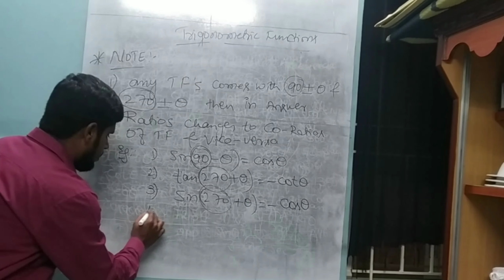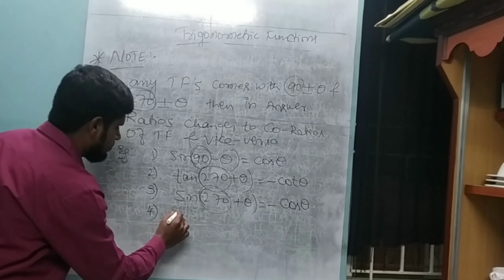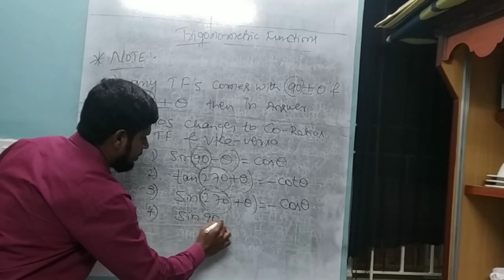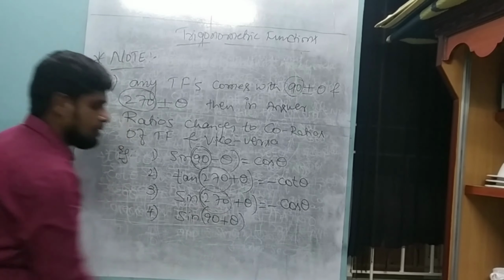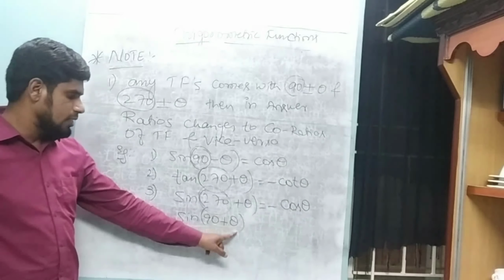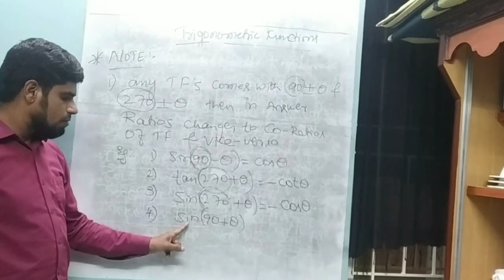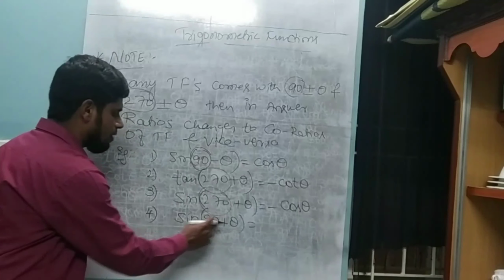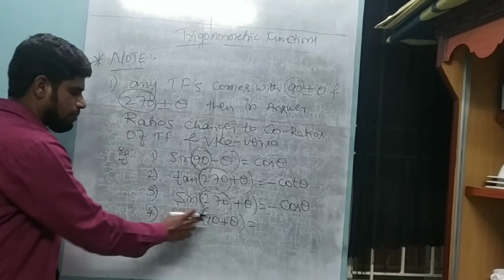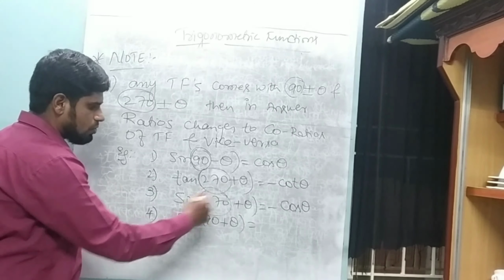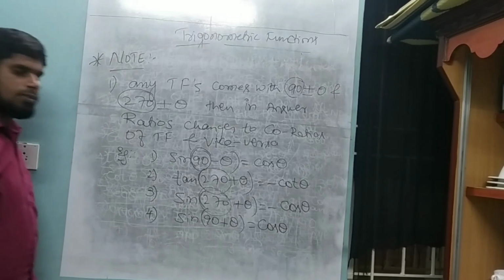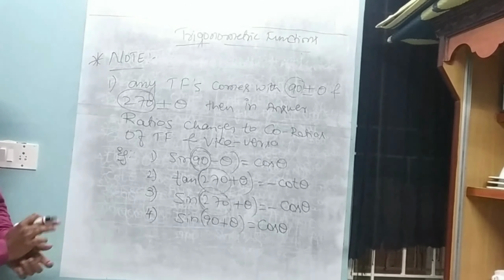Then, okay, another way. Same way. What happens if it is sine 90 plus theta? See, 90 plus theta is in the second quadrant, and sine gives a positive answer in the second quadrant. Because of 90, sine changes to its co. So the answer is only cos theta.